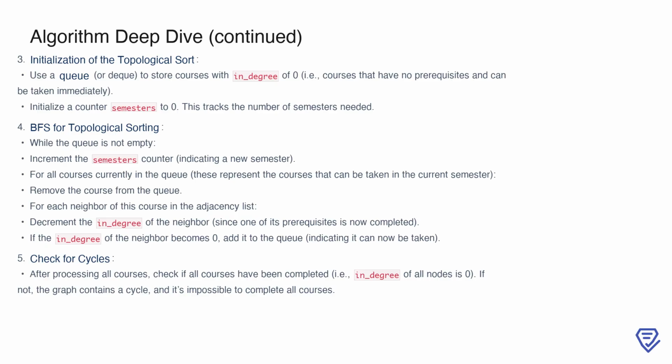After processing all courses, we perform a final check to ensure that all in-degrees are 0. If any course still has a non-zero in-degree, it means there is a cycle in the graph, which makes it impossible to complete all courses. This mechanism ensures correctness and detects unsolvable cases.